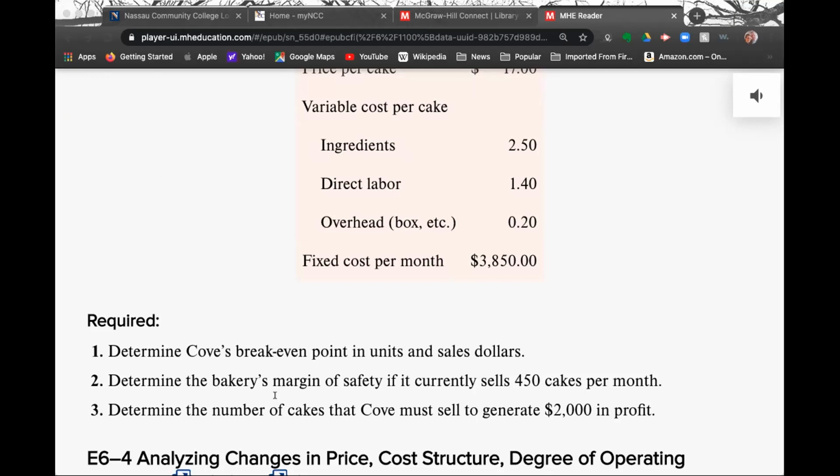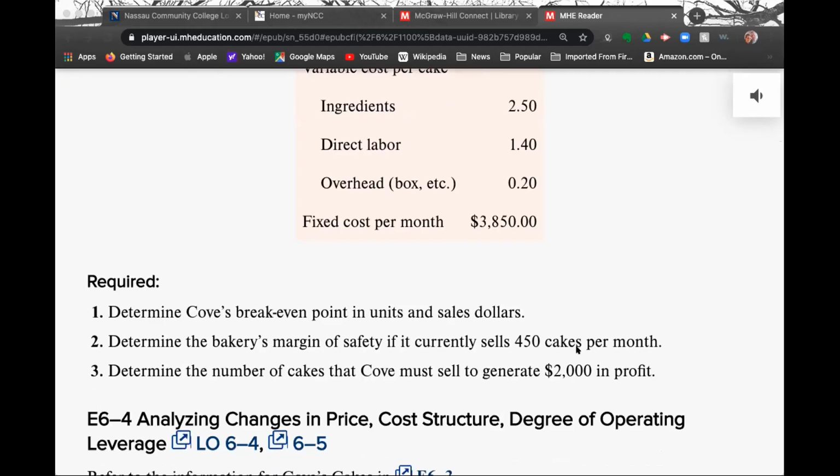Target profit. If I take the fixed cost and add the target profit and divide that by the contribution margin per unit, that'll tell me how many cakes I'd have to sell to hit that target profit. So the fixed costs are 3,850. The target profit was $2,000. Again, go back and look at the problem. The target profit was $2,000. You see it?